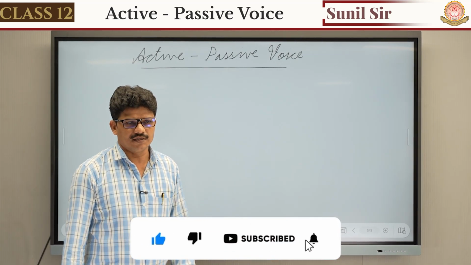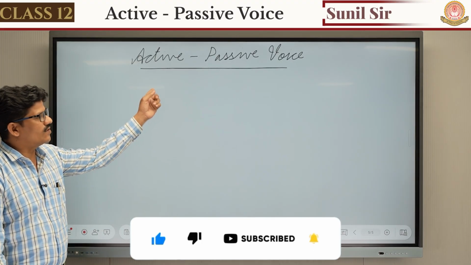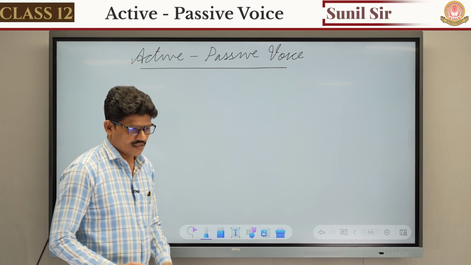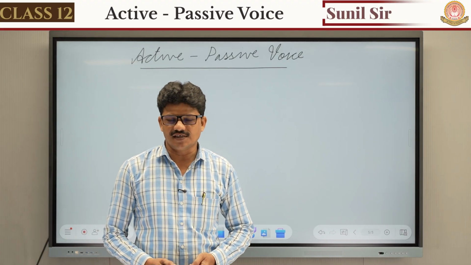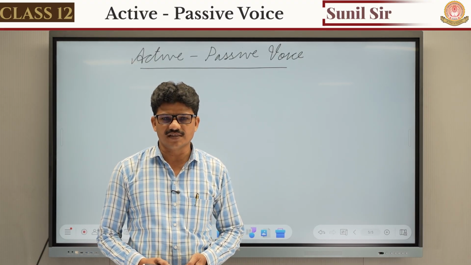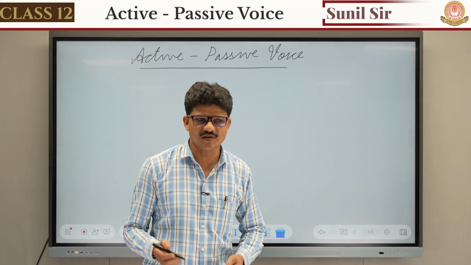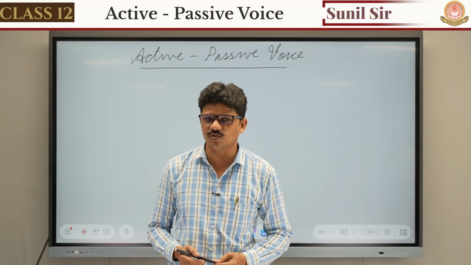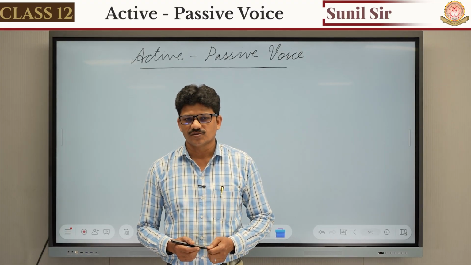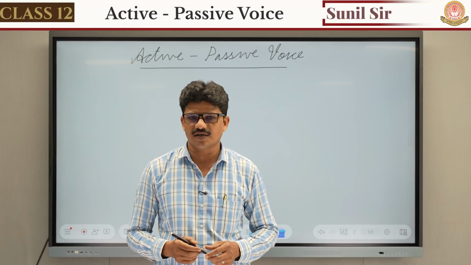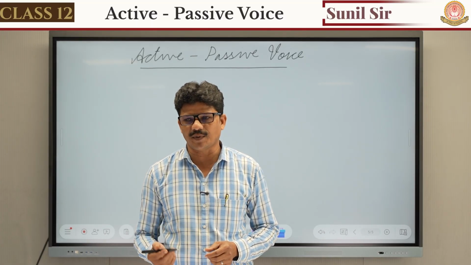Today we are going to learn in grammar part active voice and passive voice. So it is very easy subject. Active voice means we have to give importance to subject, and passive voice means we have to give importance to an object. So what is the main trick? What is the main method to change active into passive?